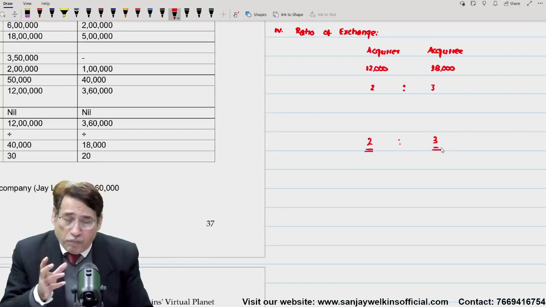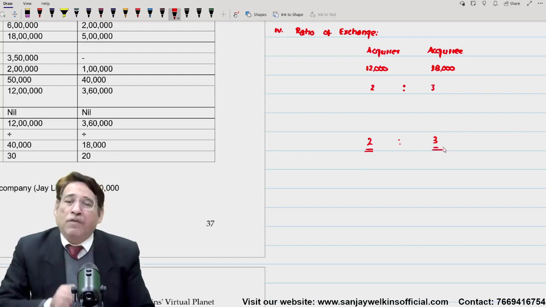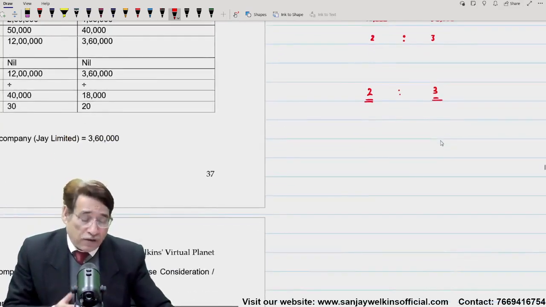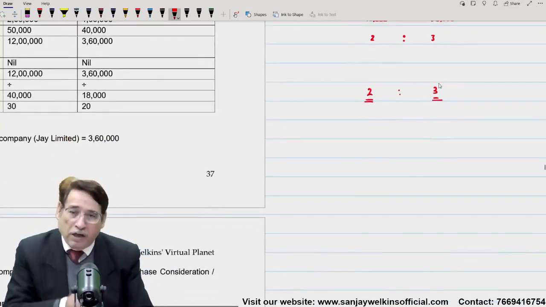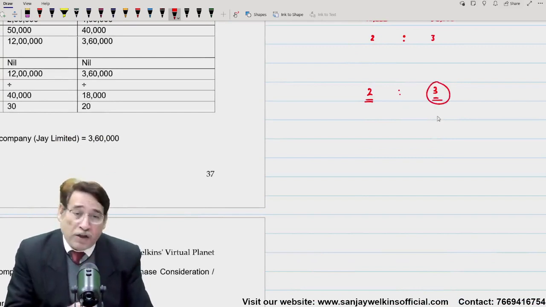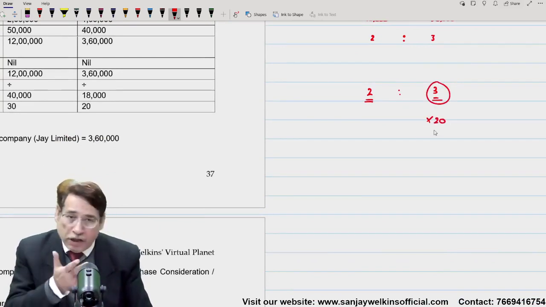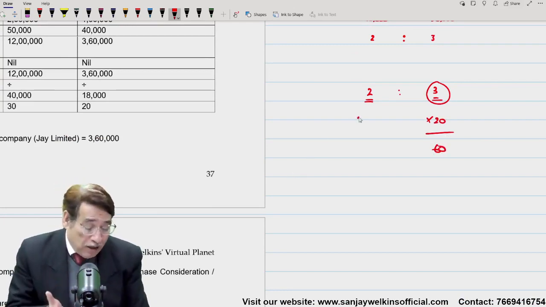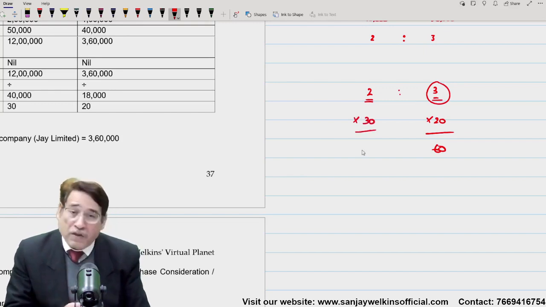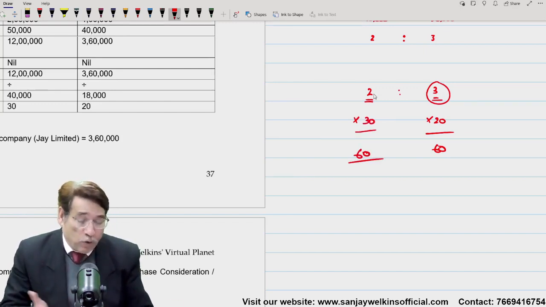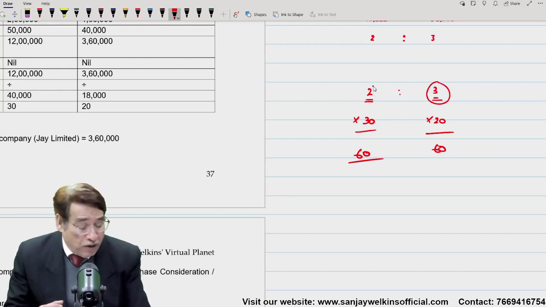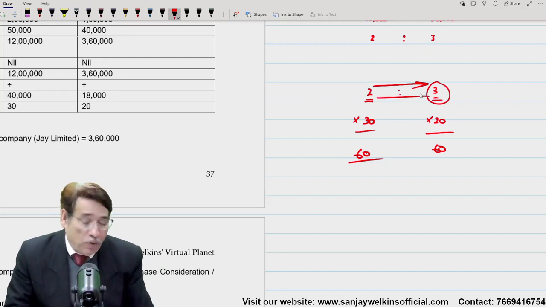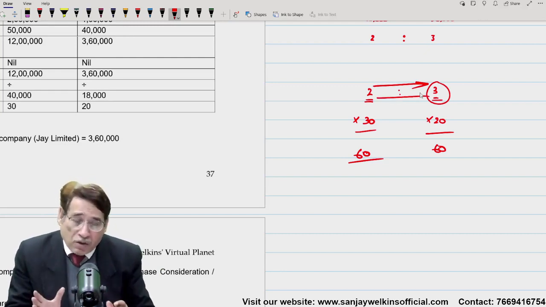I still hope that some of you are having some sort of doubt. I'm not saying no doubt. Now see here, I will explain it further. Suppose you are the shareholder of the acquiree company and you are having 3 shares. The intrinsic value of the acquiree company's share is 20, which we computed. That means the value of your shares is equal to 60. While the intrinsic value of our company's share is 30, and the value of 2 shares is equal to 60, our 2 shares are sufficient for your 3 shares. So that is why we are going to issue you only 2 shares. Is it clear to you or not?